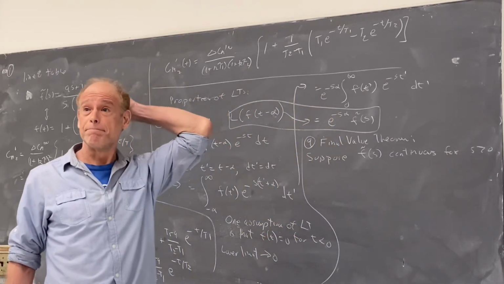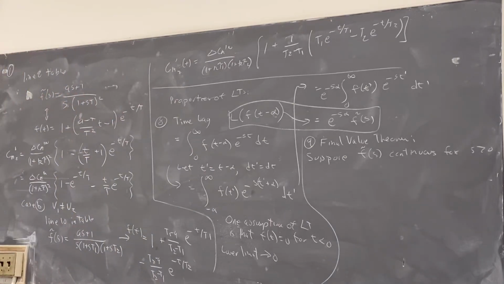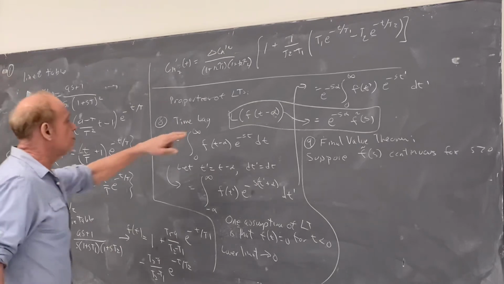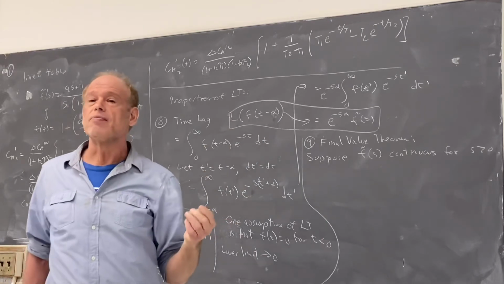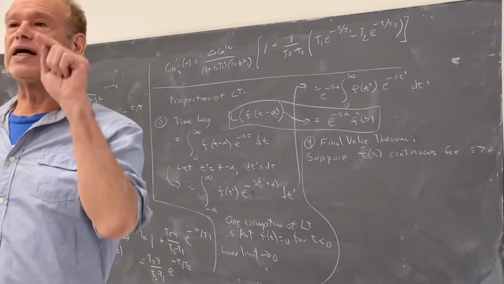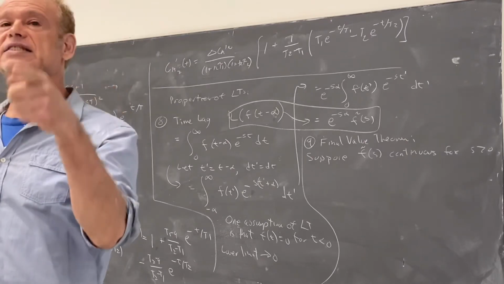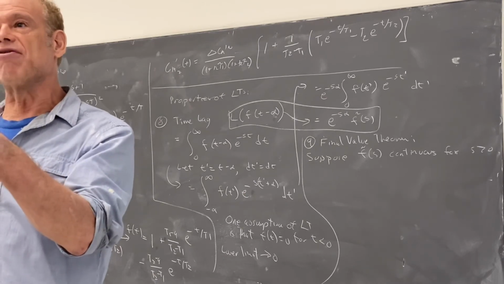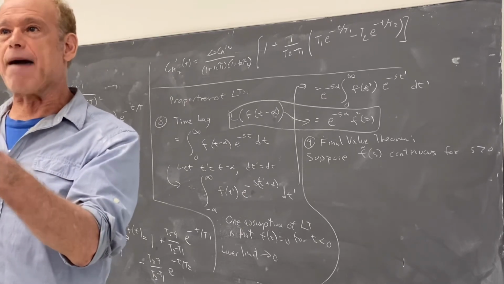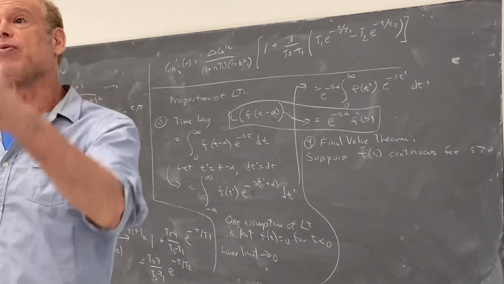Time lag. So here I'm looking at the Laplace transform of a function of t minus alpha. So think of the following. You flip a switch, and instead of things changing immediately, it takes alpha seconds for things to switch. So f of t minus alpha is what happens after time alpha. It doesn't happen from 0, it happens from alpha.